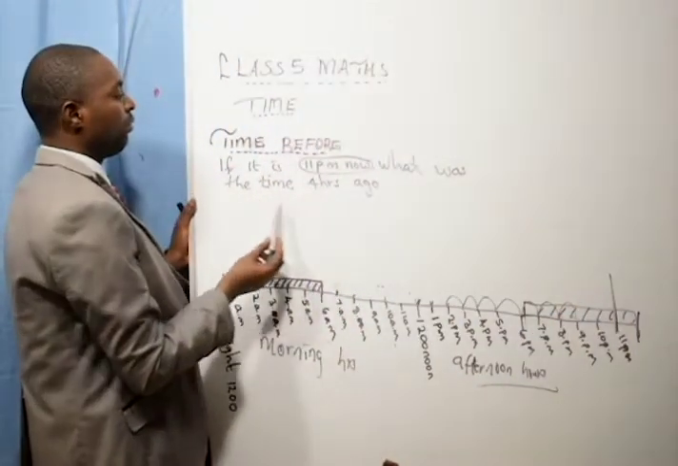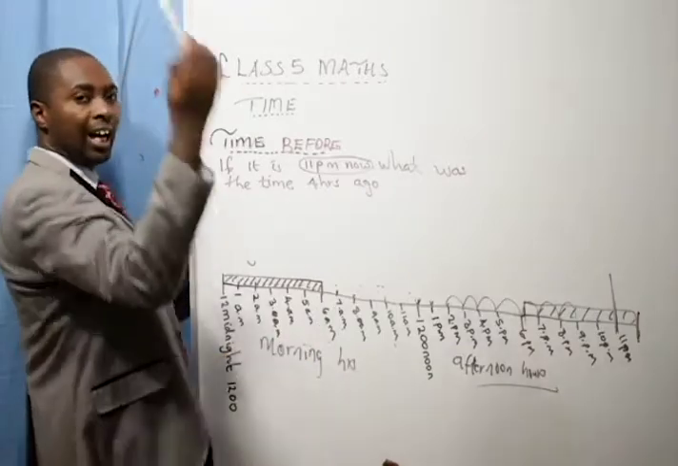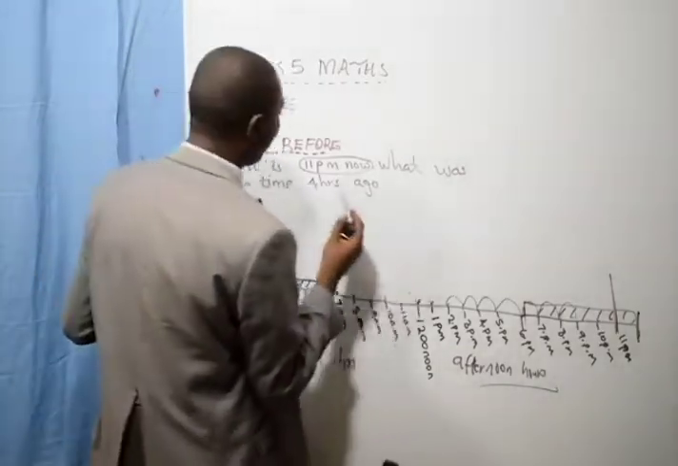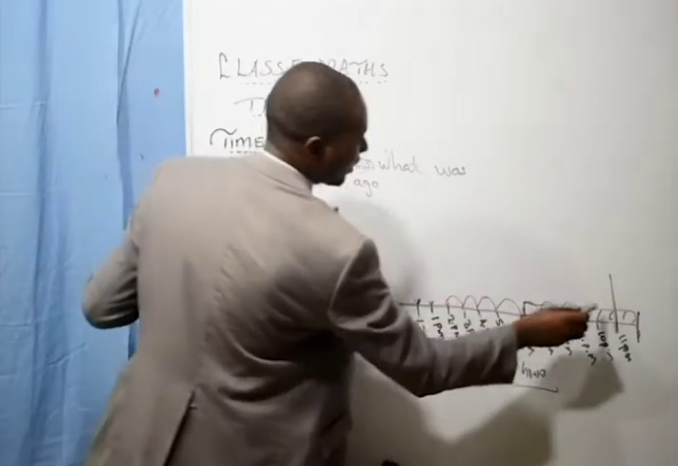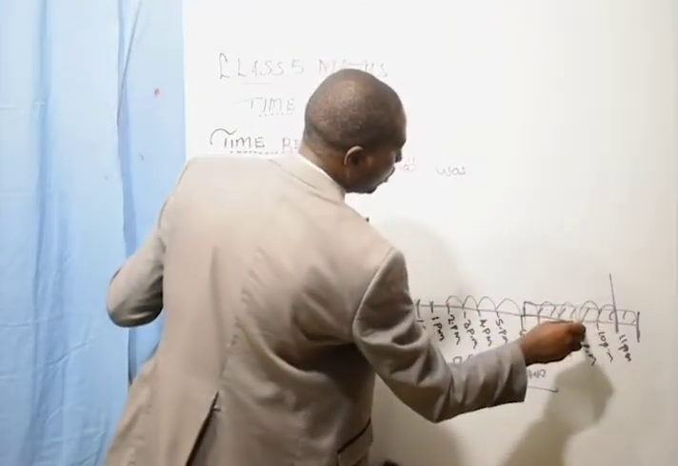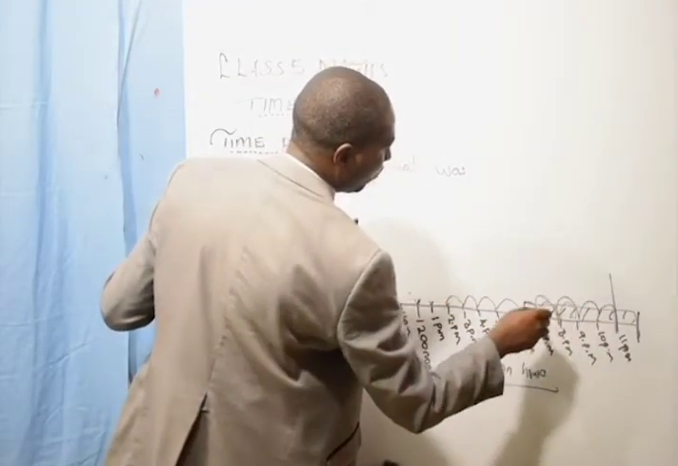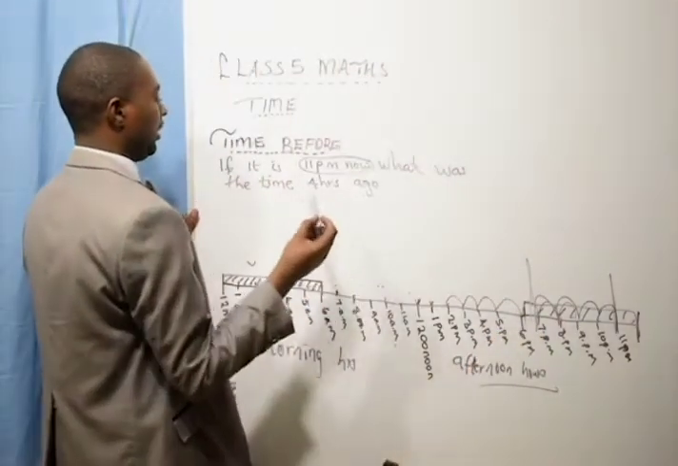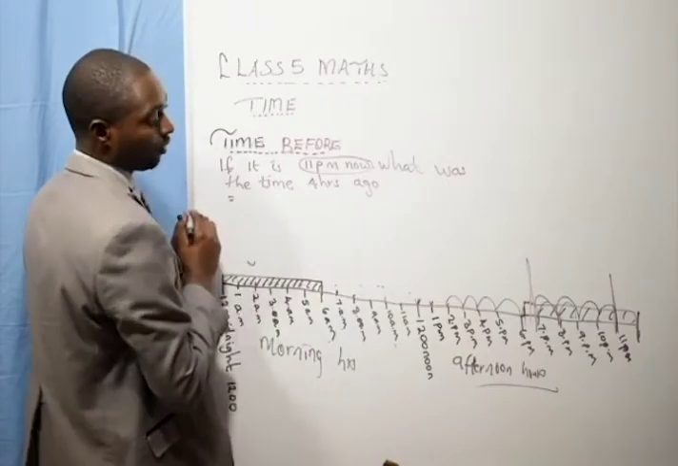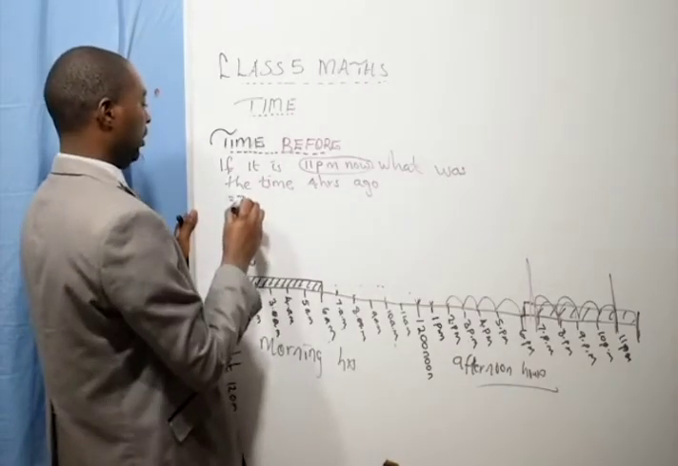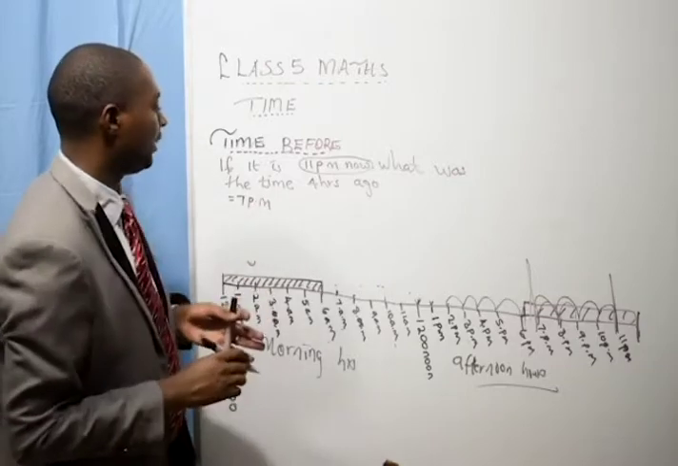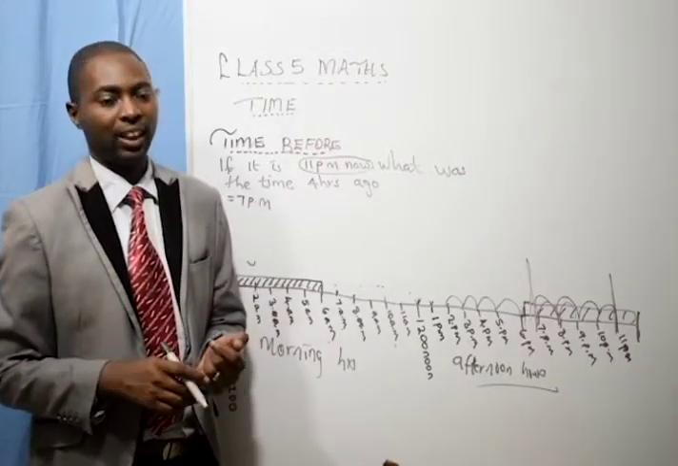What was the time 4 hours ago? 4 hours means it has already passed. It is behind. So you move backward 4 steps. 1, 2, 3, 4. So the time is 7 p.m. And that is what we call the time behind.